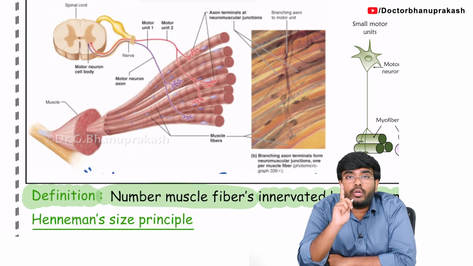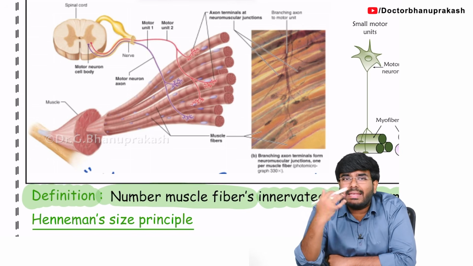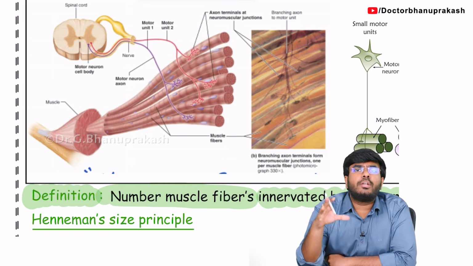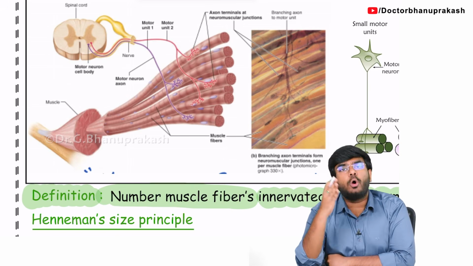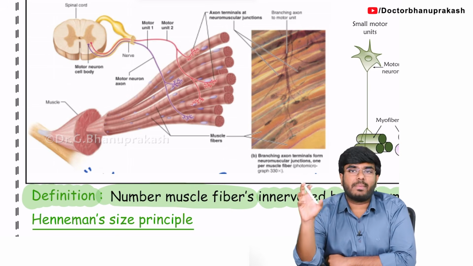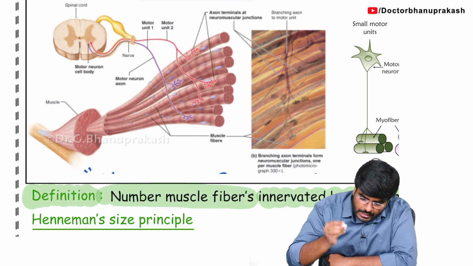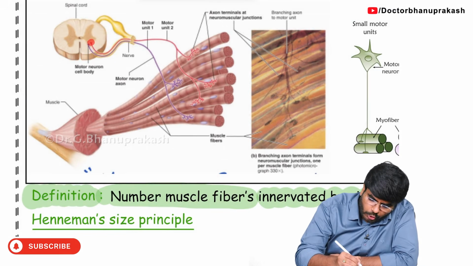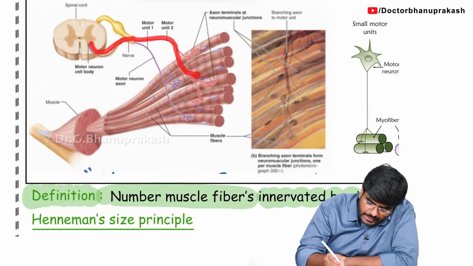So what does one motor unit mean? One motor neuron innervating a number of muscle fibers. It can innervate 2, it can innervate 1, or it can innervate 200. How many muscle fibers are getting innervated, that's called a motor unit. For example, this red motor neuron is coming like this and innervating three muscle fibers.